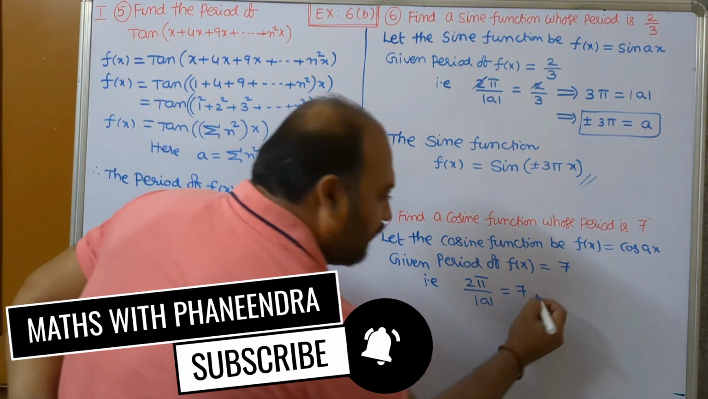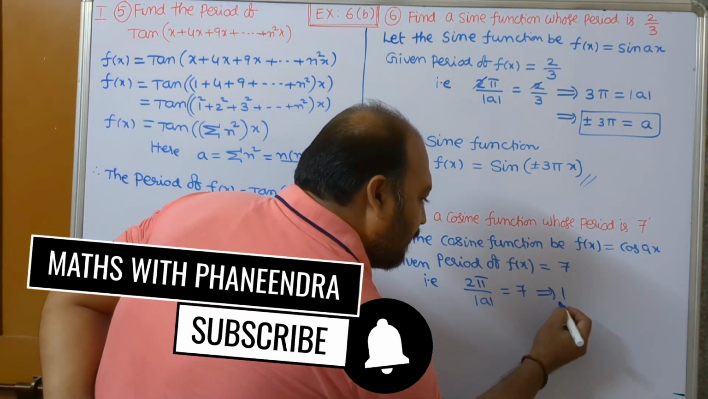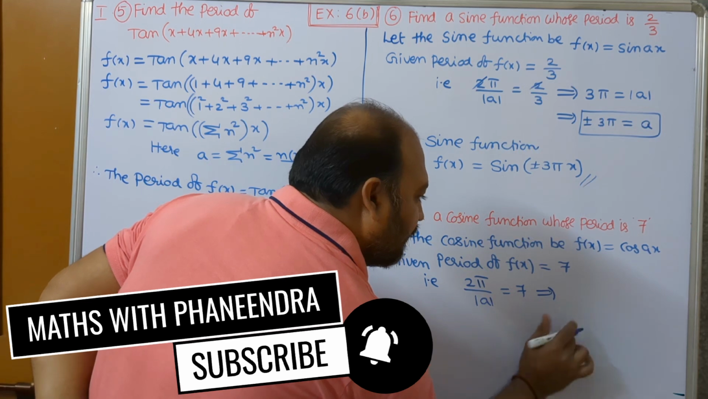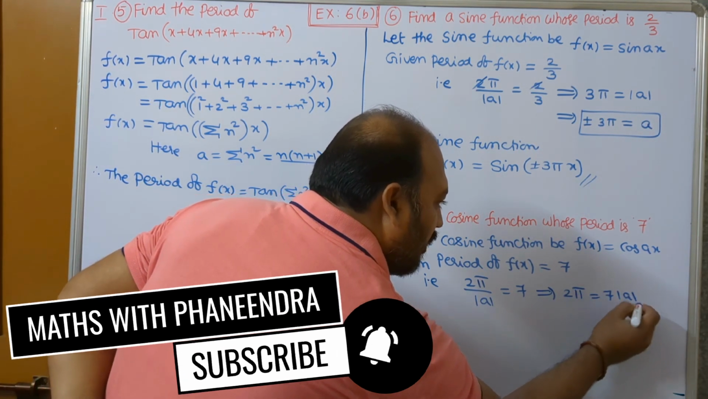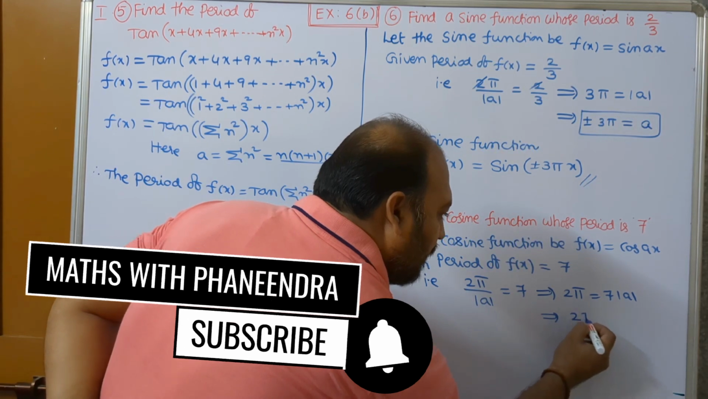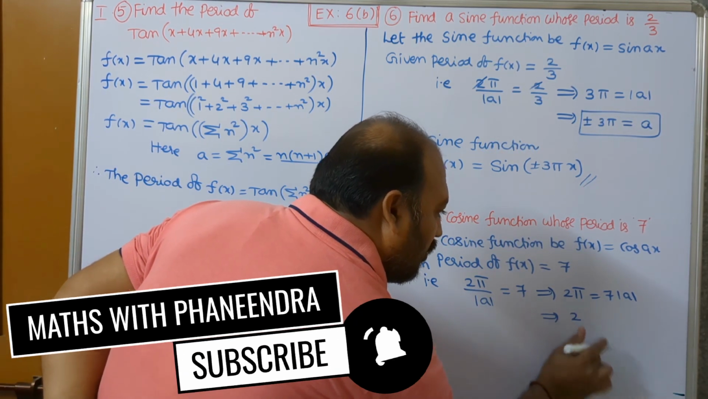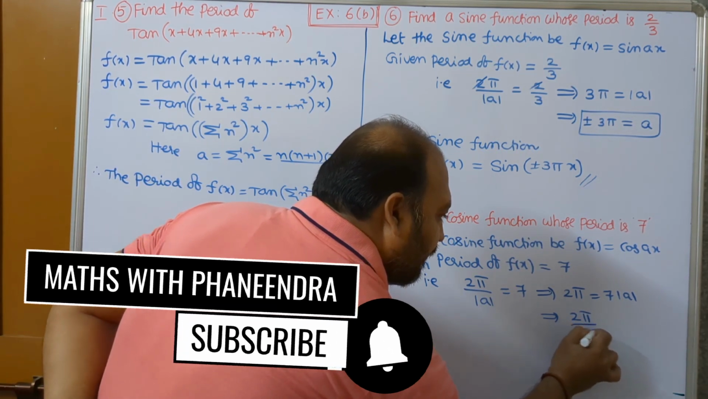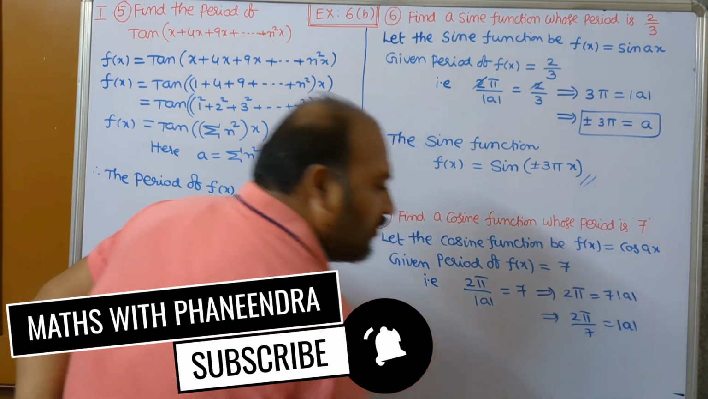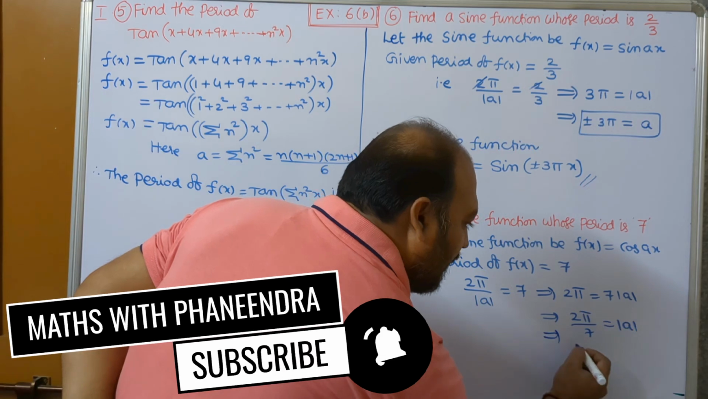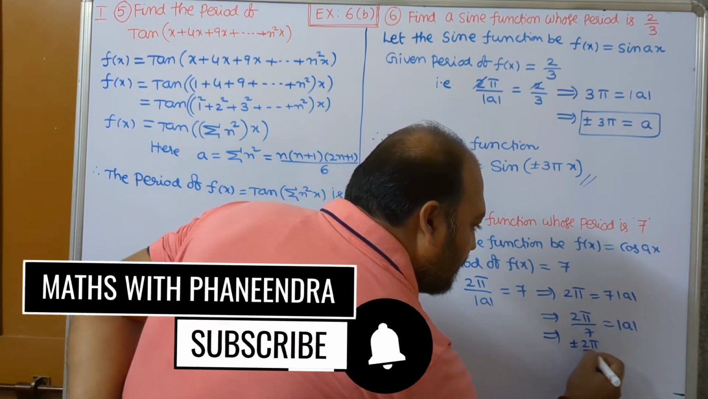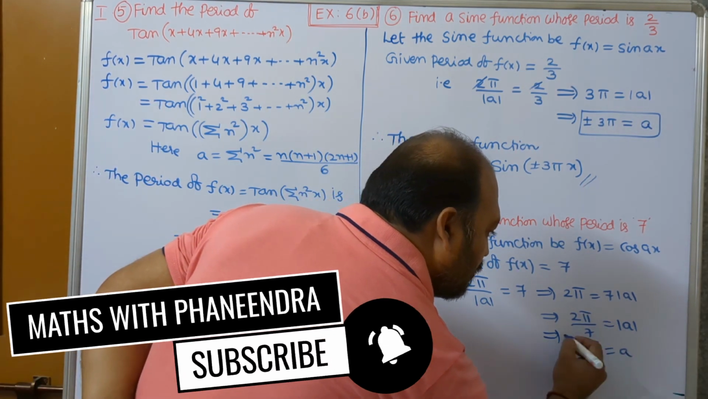So now cross multiply. 2 pi is equal to 7 into mod a. That implies 2 pi by 7 is equal to mod a. If we remove mod, plus or minus will come now. So obviously plus or minus 2 pi by 7 is equal to a.